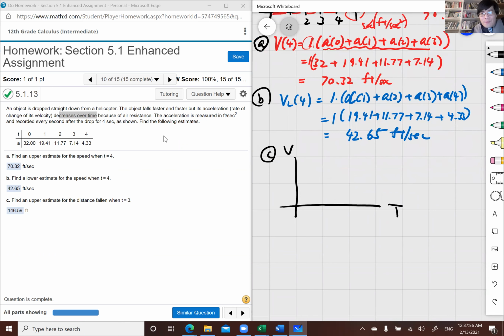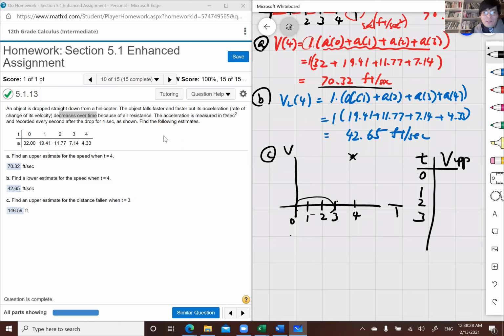We found out that the velocity at time 4, at the upper limit, was 70.32. But we didn't find it for time 3, 2, 1, and 0. And we don't need this one. We need this part to find the velocity. So let's find the upper limit velocity for time equal to 0, 1, 2, 3.